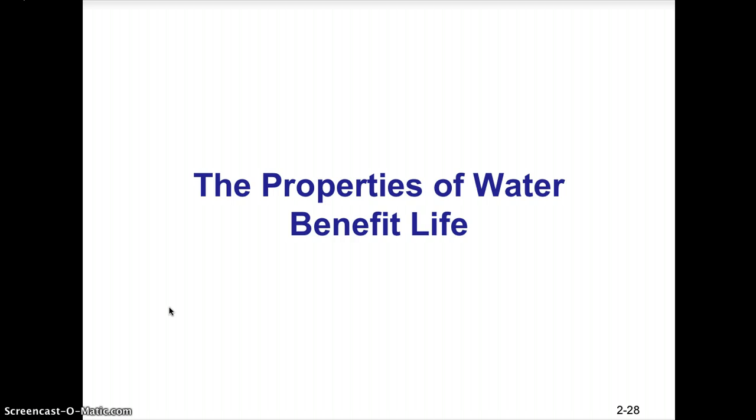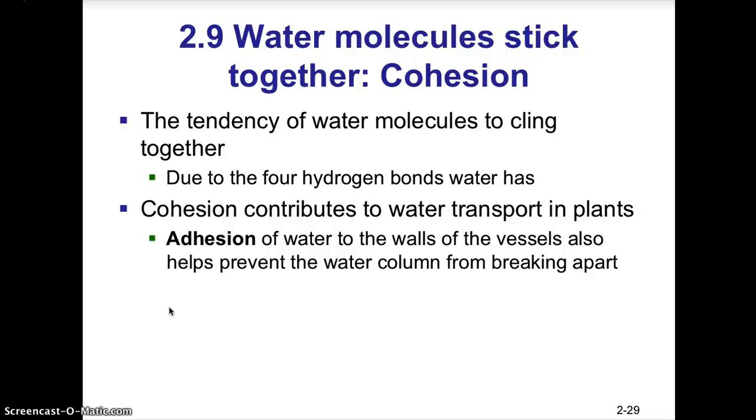So because of polar covalent bonding and hydrogen bonding, what are some of the unique properties of water? We know that water is an essential molecule to life. All living things depend on water. So water molecules stick together, that is cohesion. The tendency of water molecules to cling together is due to the four hydrogen bonds that water can form between other water molecules. So cohesion contributes to water transport in plants.